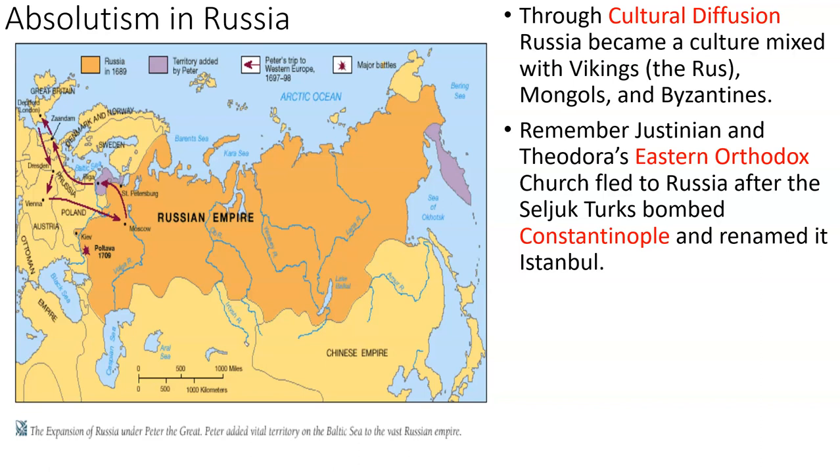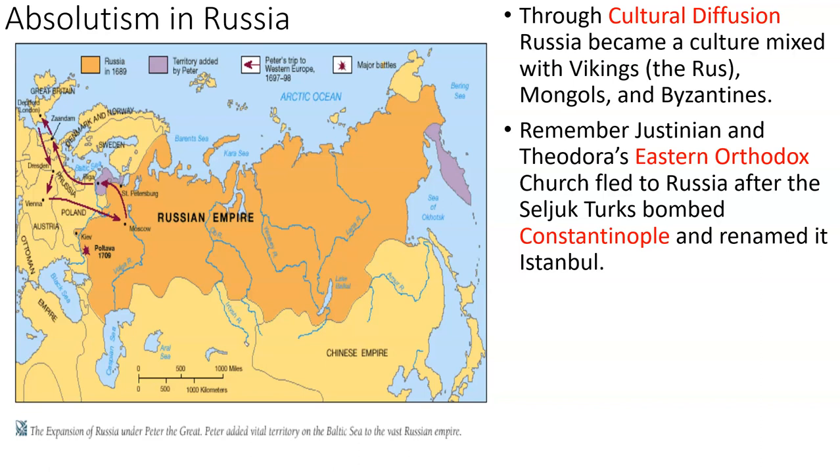So that Eastern Orthodox Church of Justinian and Theodora, the Hagia Sophia, right, moved from Byzantium, like from Constantinople, and moved up to the north, to Russia, because the Turks came in with their cannons and destroyed the walls of Constantinople, and then renamed it Istanbul.